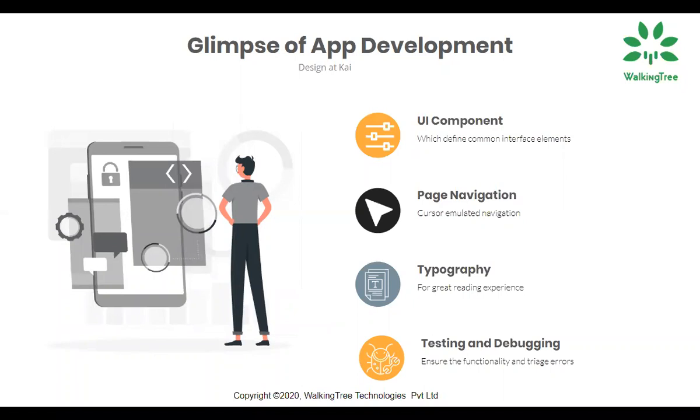Then the typography. Typography helps us to follow certain rules which give a good reading experience to the end user. The fourth one is testing and debugging. Testing will help us to ensure the functionality of the corresponding app, and debugging helps us to triage the errors.